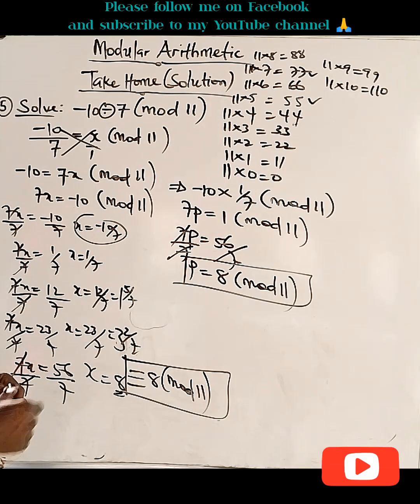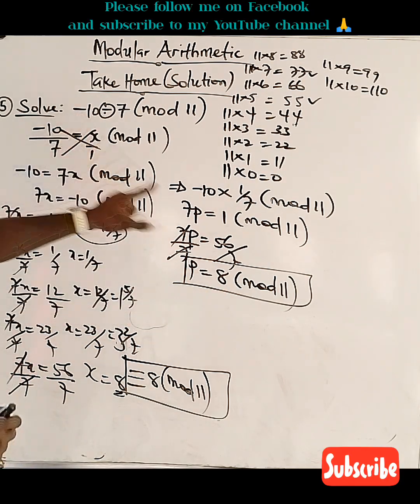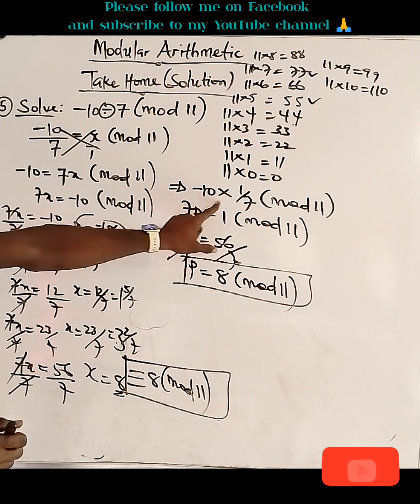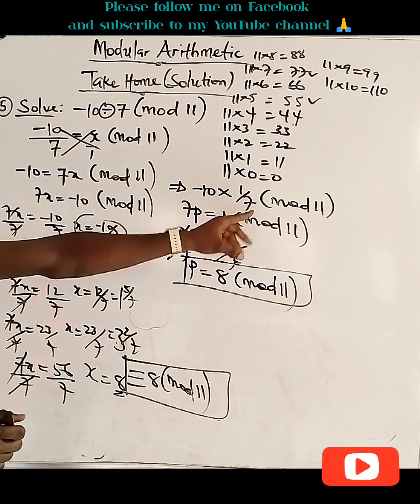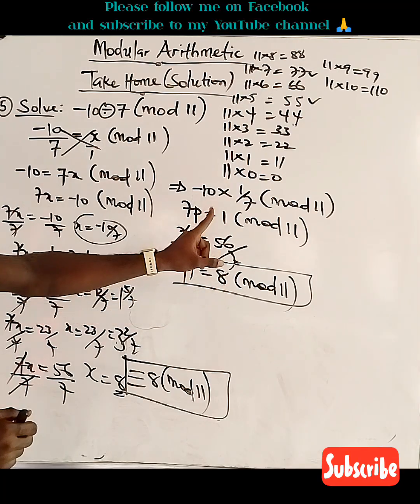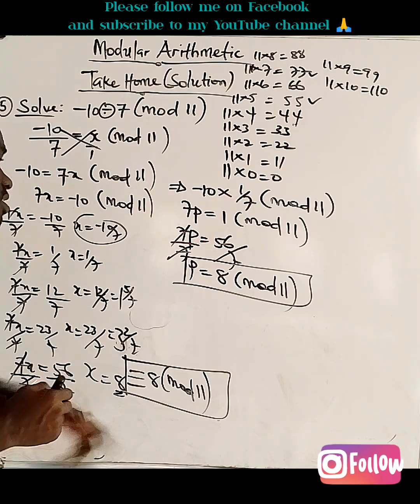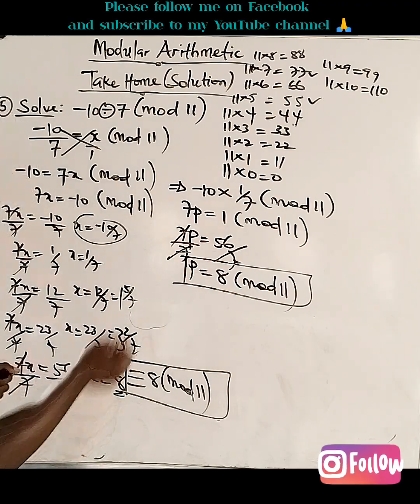As simple as that. So what are we going to do next? Now we're going to take this 8, and we're going to use it to multiply the minus 10. So minus 10 times 1 over 7. Don't forget, 1 over 7 is the inverse of 7, and we got 8. 8 times 7 is 56. 56 written in modulo 11 is 1 modulo 11. So this is the perfect multiplicative inverse. So let's quickly dive into it.